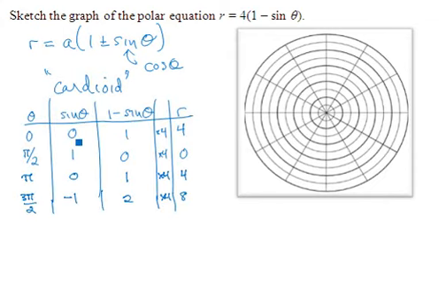Notice if theta is 0, sine of theta is 0, 1 minus that is 1. And to get r, I need to have 4 times (1 minus sine of theta), so that's going to give me 4 times 1, or just 4. I did that for all the other columns, angles I should say, as well.